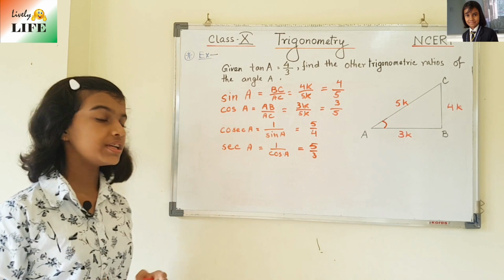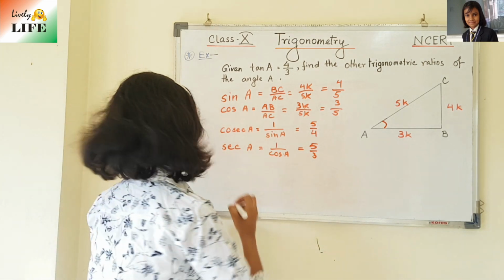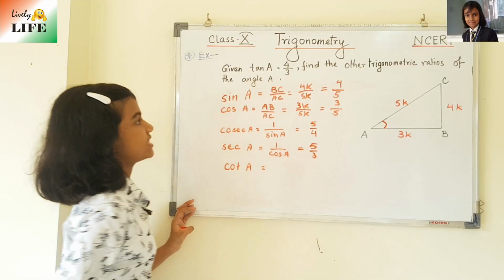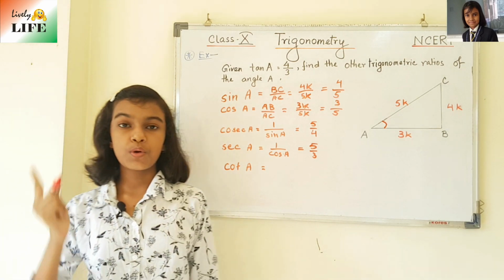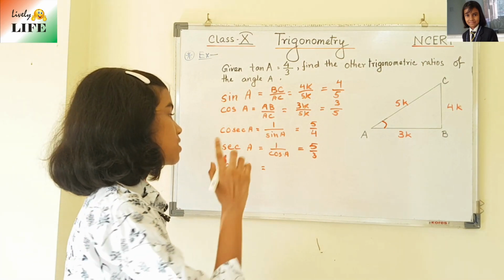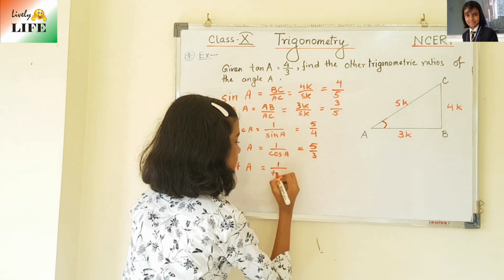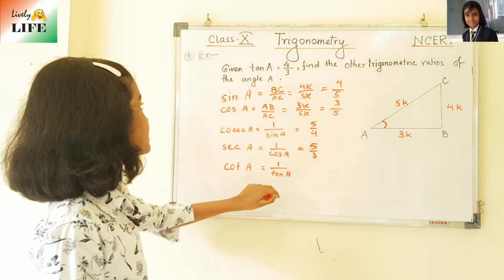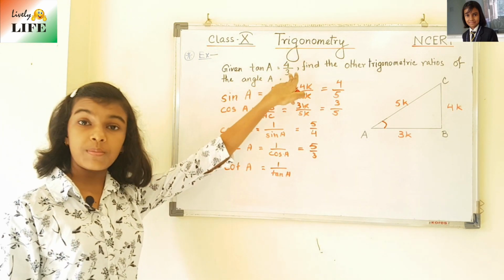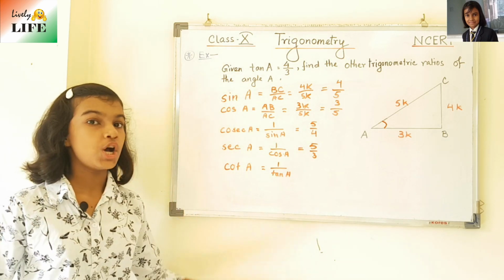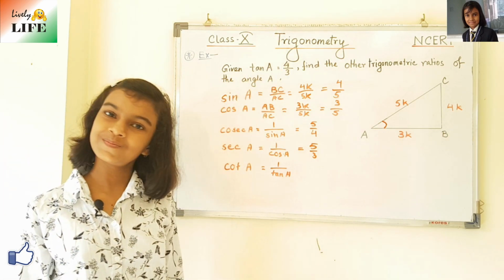Okay. Now the next one, the last one, that is cot A. What is cot A? Cot A is the reciprocal of tan A, right? 1 by tan A. Right? What is tan A? We know tan A is 4 by 3. Then what will be cot A? Cot A will be 3 by 4. Okay?